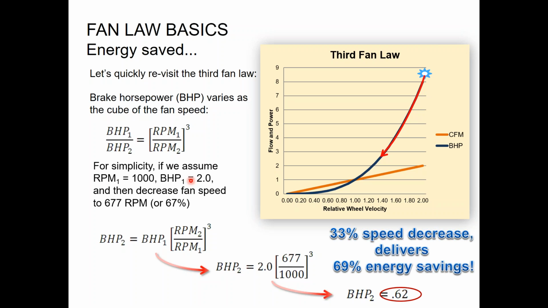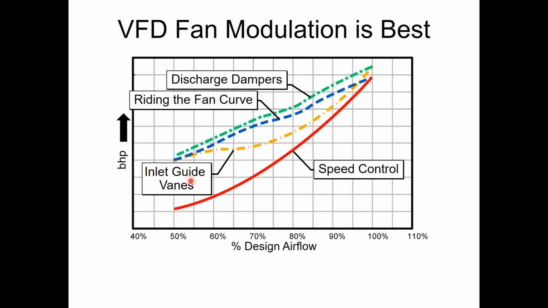So a 33% decrease in the fan speed is a 69% decrease in the energy consumption, which is pretty impressive, and why you'd want to have a VFD controlling your airflow. If you look at all of these things together, we have inlet guide vanes in yellow. I talked about those. We have this VFD speed control in red. We talked about that. We have the discharge damper in green.